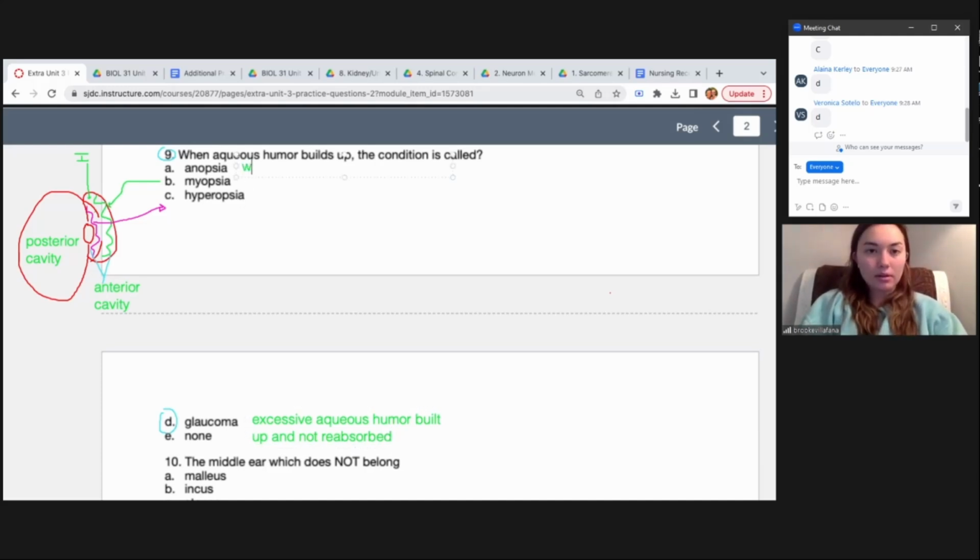Anopsia is without normal vision. So someone who has some type of impediment in their vision would have anopsia. Myopsia is being nearsighted. Hyperopsia is being far-sighted. So maybe you could just think about myself. I am near to myself. I'm nearsighted, near to myself. Myopsia, I'm near to myself. Hyper is far-sighted. Maybe you could just think of hyperactive, you travel far. So glaucoma is the only one that matches the definition of the question, but you have your definitions for A, B, and C as well.